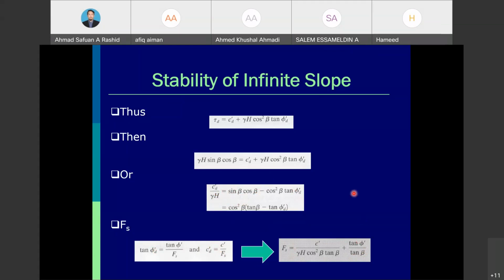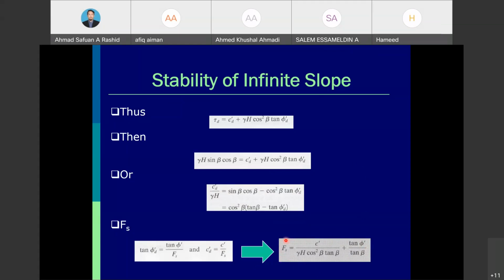But for me, I prefer not to use this kind of approach, because this formula cannot cater for the pore water pressure. We will discuss that later on.